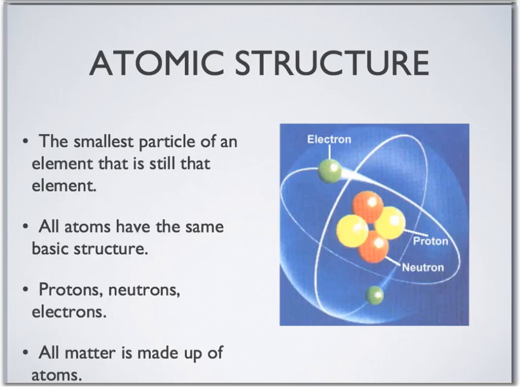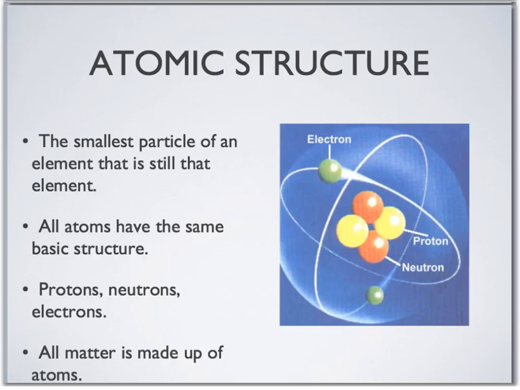Atoms are basically extremely tiny building blocks that make up everything around us, including yourself. You can almost think about them as kind of like extremely small, nanometer-sized Legos. Atoms like to come together to make other molecules. They don't necessarily like to sit by themselves, so that's why they're like building blocks. Atoms are the smallest particle of an element that is still that element.